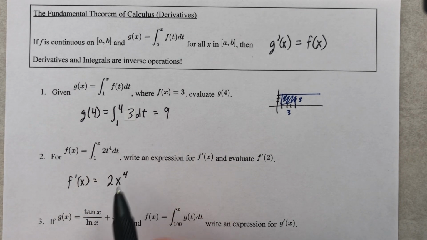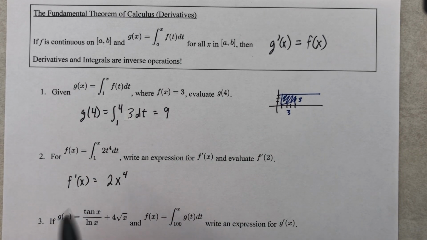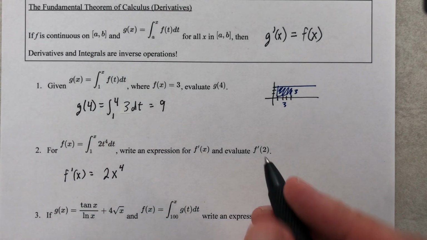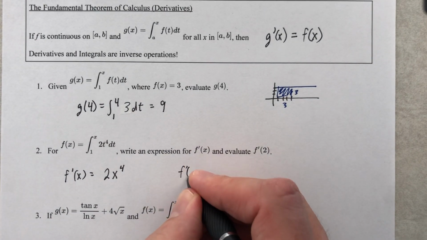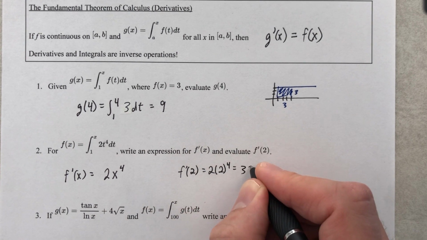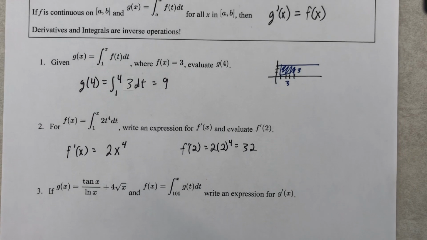Why isn't it a t? Because this is a function of x. That's a simple answer. Okay, now find f prime of 2. Okay, great. F prime of 2 is 2 times 2 to the 4th. That would be 32. Let's keep moving.